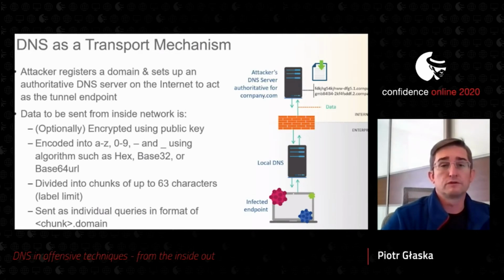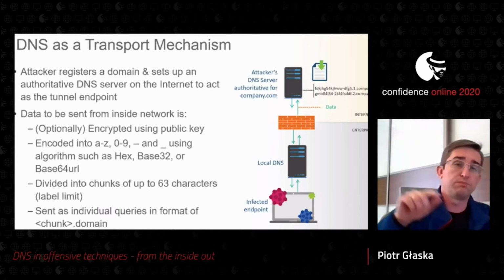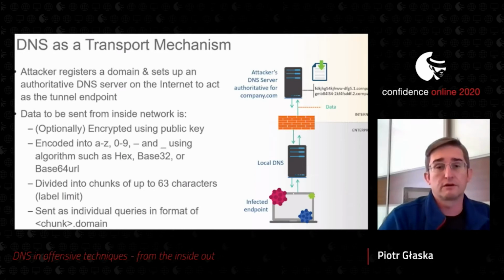So you need to use some algorithms such as hex, base 32, or modified base 64, so base 64 URL, because standard base 64 contains a plus sign and slash, which are not allowed in DNS names. So you usually use base 64 URL. The DNS system is basically case insensitive. So when the attacker is using base 64, he's a little bit at risk that he will lose some data.